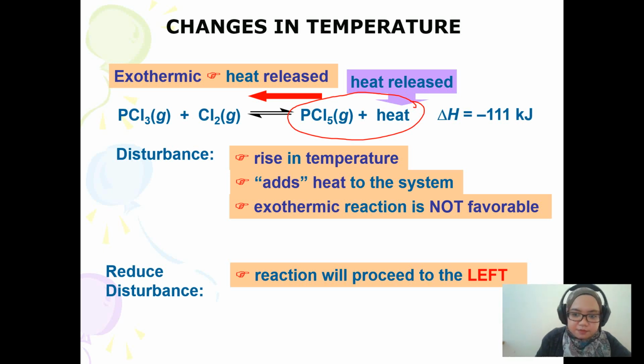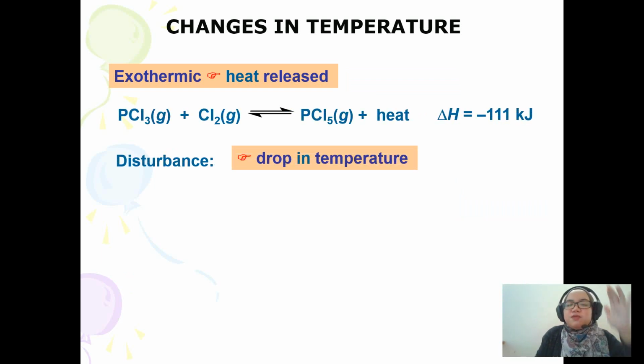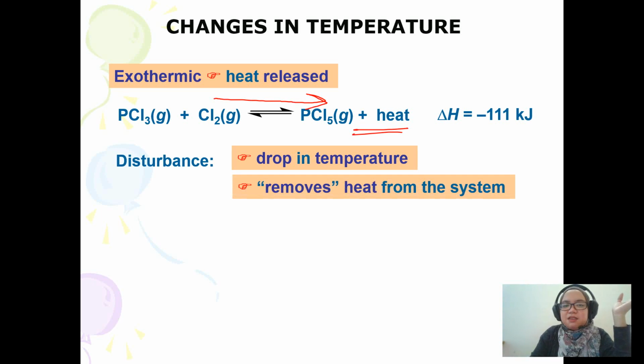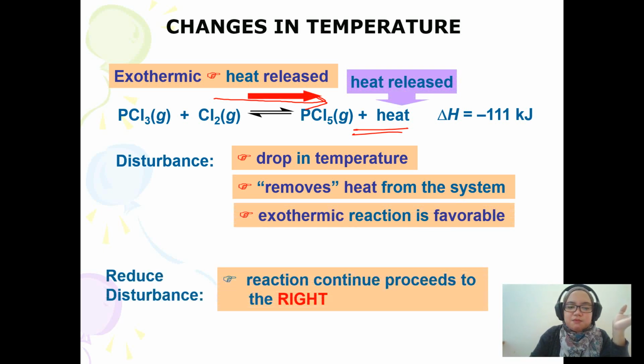Okay, kalau kita drop temperature. So, kalau katakanlah reaction dalam sistem tu, temperature decrease. So, sistem akan cari jalan untuk increasekan balik temperature. How? The system will proceed to the right so that when the reactant react to form product, it will release more heat. Kan? Betul tak? So that it can increase balik temperature. So, dekat sini, untuk reduce disturbance, the reaction continue, proceed to the right.